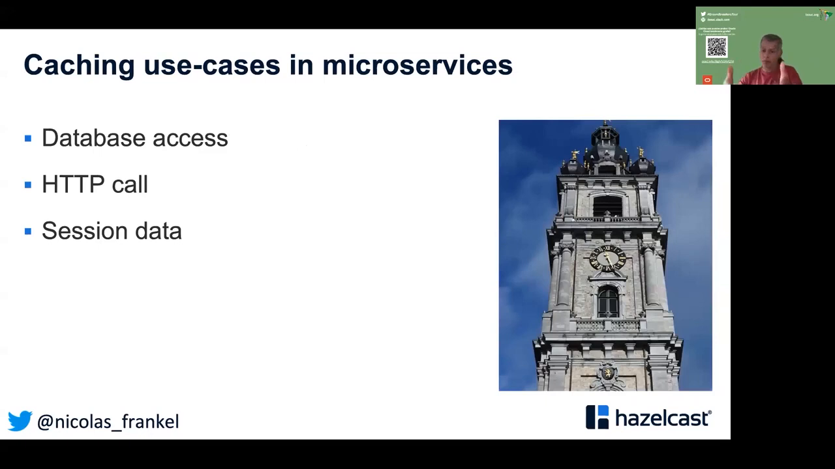So now that we agree that we will use caching to improve performance and our reliability, I will show you 3 use cases. The first is not actually related to microservices, but I think it's a good thing to do anyway. It will be how you access your database. The second will be doing HTTP calls, and the third will be about session data.